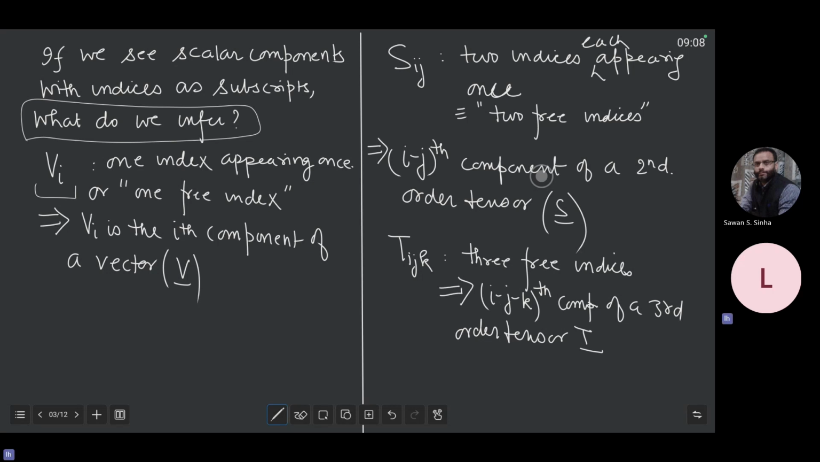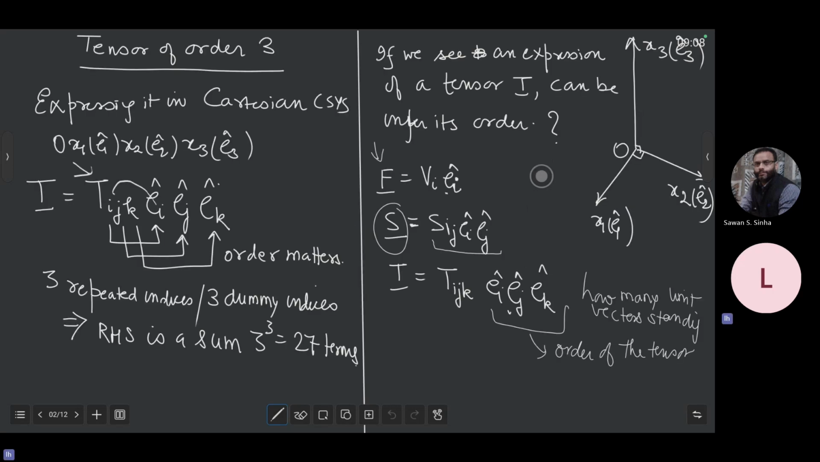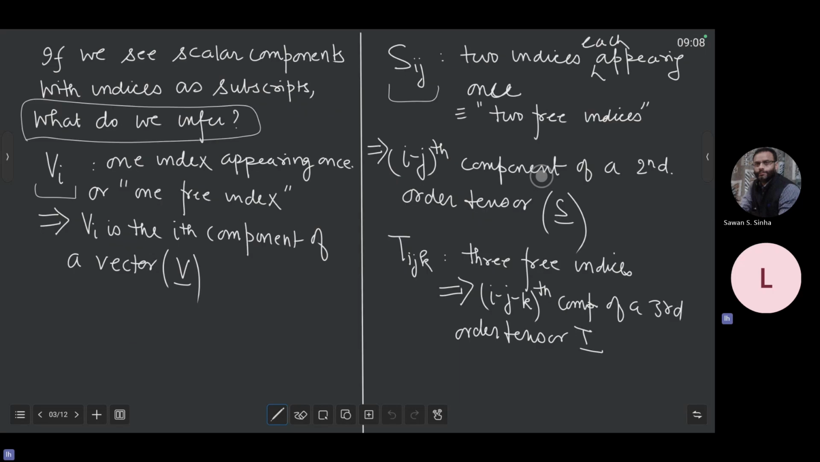Compare this situation with that symbol Sij. So I am talking in the background of these things what I wrote here. Okay. Now, ideally, I should have written this as V. That would be consistent. Now, if you just see Sij, how many non-repeated indices? 2. We will say it has 2 free indices in our notation. And then we can also infer that since there are 2 free indices, it must be the ijth component of a second order tensor. So the number of free indices in a scalar is telling you that it is that component of a tensor of that order. Right? If you see Tijk, 3 free indices, it must be the ijkth component of a third order tensor.